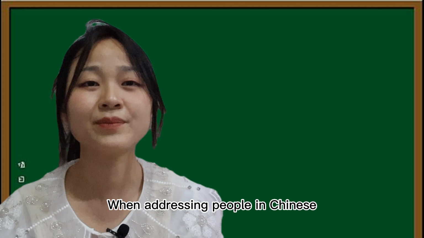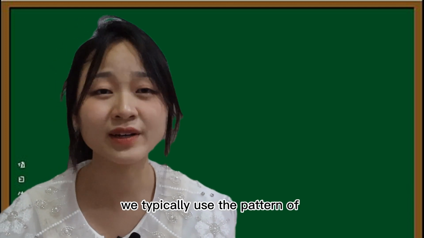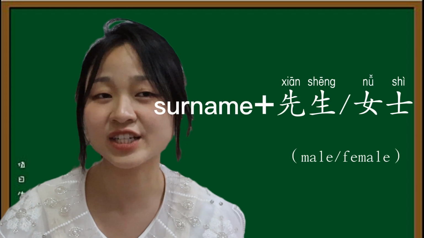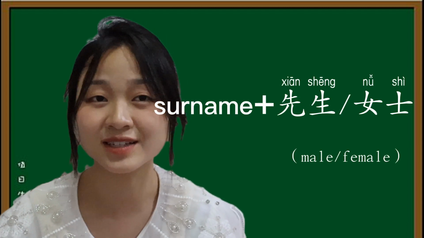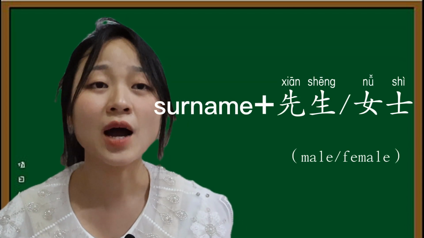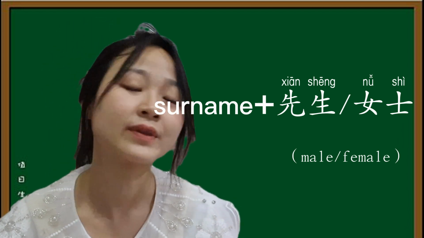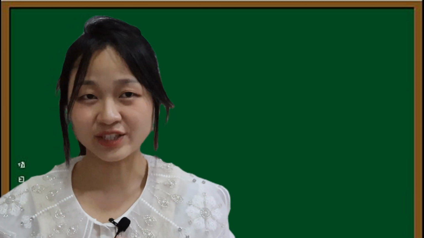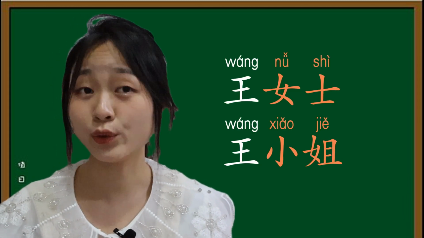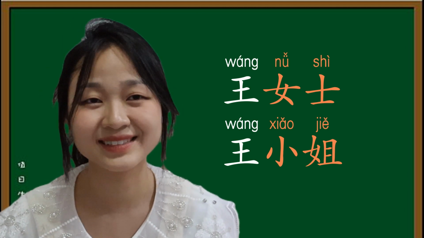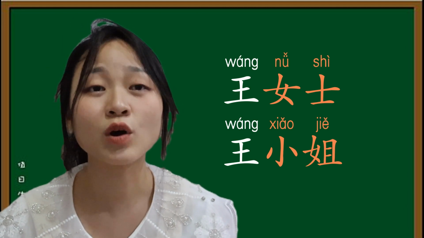When addressing people in Chinese, we typically use the pattern of surname plus 先生 or 女士. This is the opposite order compared to English. For example, my surname is Wang, so you can address me as 王女士 or 王小姐. The surname goes first.